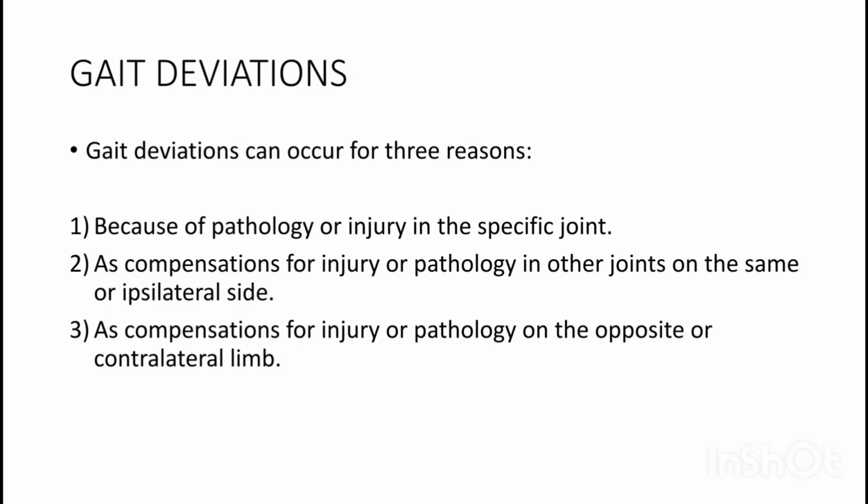Gait deviations can occur for three reasons. First, because of the pathology or injury in a specific joint. Second, as compensations for the injury or pathology in the other joints on the same side, or as compensations for the injury on the opposite side.